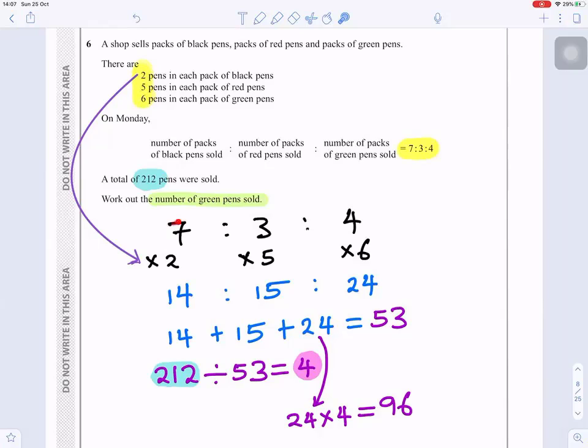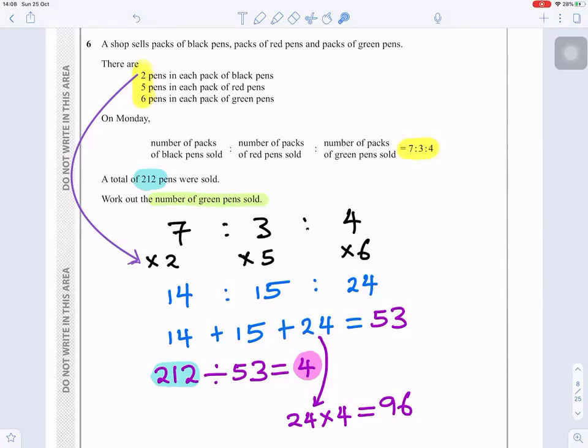So we write it 7 is to 3 is to 4. 7 times 2, because there are 2 pens in each pack of black, 7 times 2 is 14. 5 times 3 is 15, because there are 5 pens in each pack of red pens. And 6 times 4 is 24. You add them to get the total. 14 plus 15 plus 24 is 53.